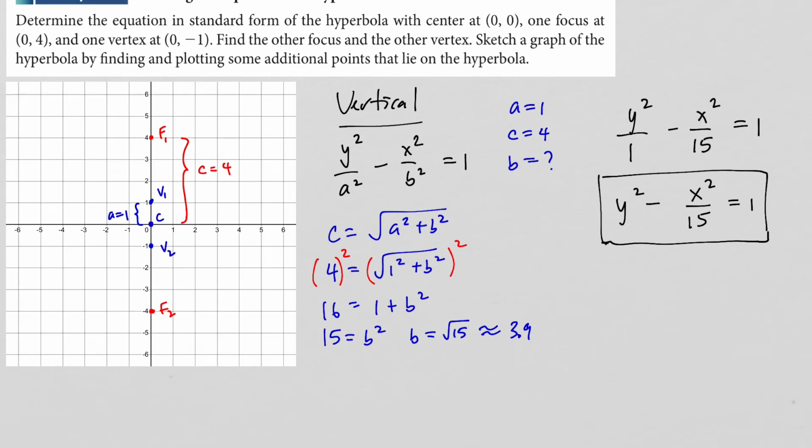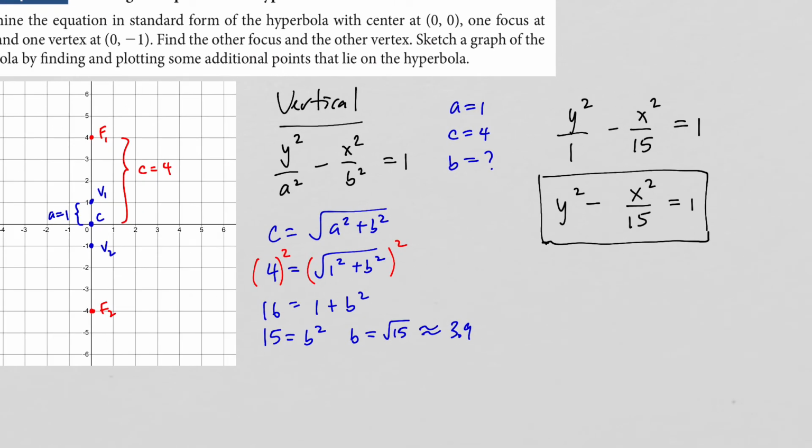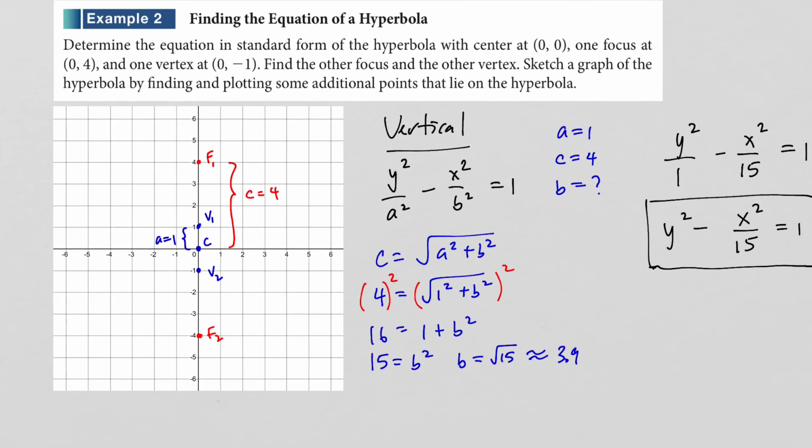We already did that. They do want us to sketch the hyperbola. So to do that, what we have to do is we have to take the square root of 15, which we know is 3.9. And from the center, we need to go 3.9 units to the right and to the left. So if I go 3.9 units to the right and 3.9 units to the left, then what I can do is I can make my box like so. And then I can draw the asymptotes, which look like this.